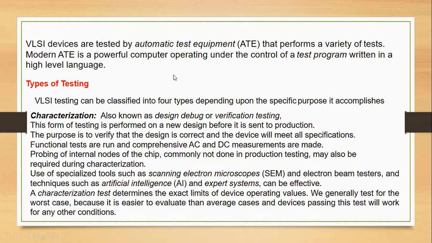And the VLSI devices are tested by automatic test equipment that performs a variety of tests. Okay, a variety of tests, as we have seen previously, automatic test equipment. And modern ATE is a powerful computer operating under control of a test program written in a high-level programming language. And the next one we have is the types of testing.